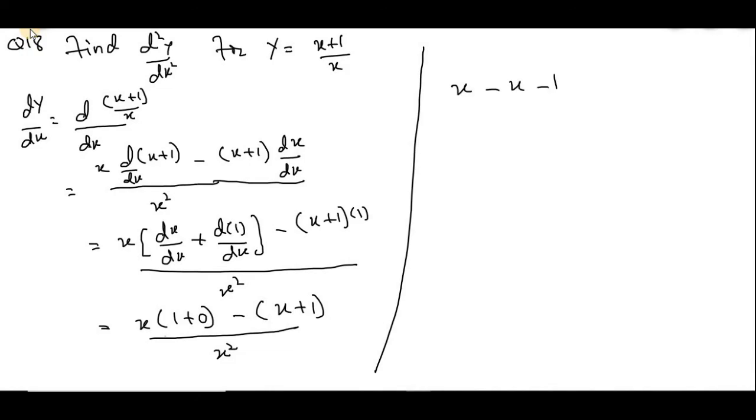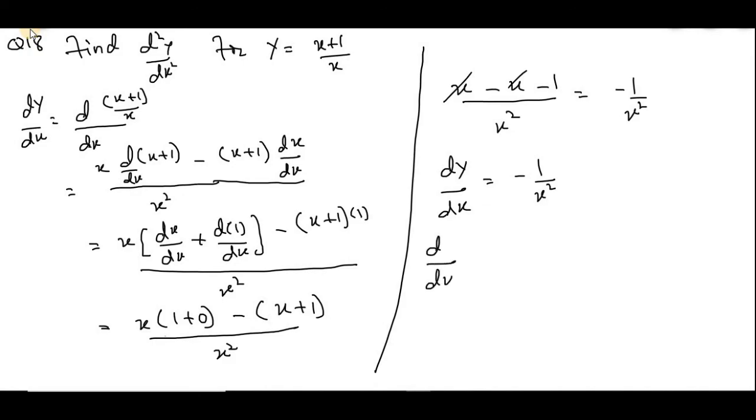Now we can start from here. x minus x minus 1 over x square. This x and this x are cancelled, so we get minus 1 over x square, and this is the first derivative. dy by dx is equal to minus 1 over x square.